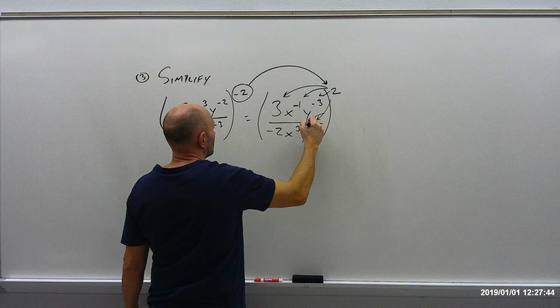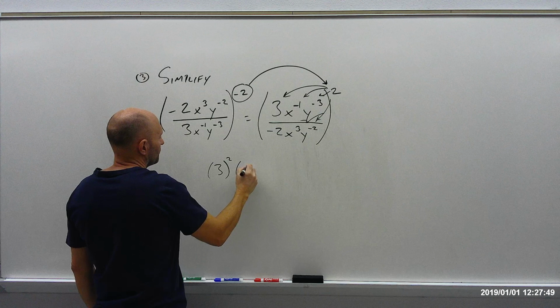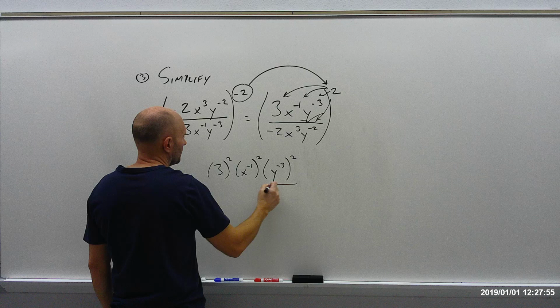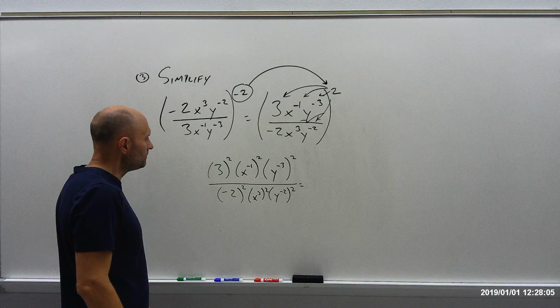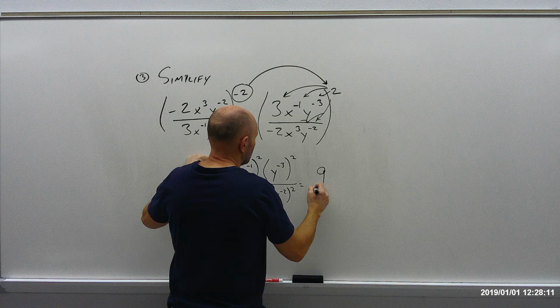So I have what? 3 squared. So x minus 1 squared. Y to the negative 3 squared. Negative 2 squared. X to the third squared. Y to the minus 2 squared. So do each of these separately. Well, 3 squared is what? 3 times 3, that's 9. X to the negative first to the second power.